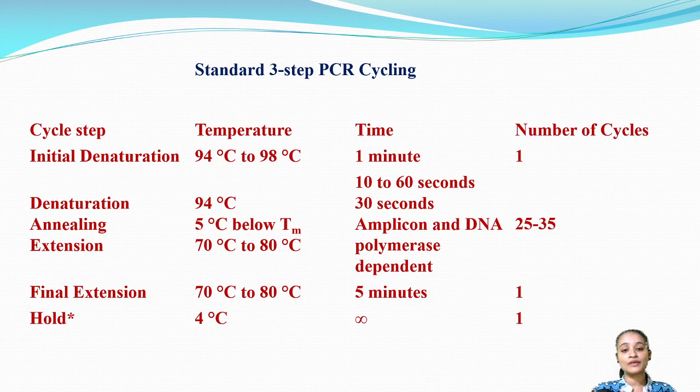So almost for PCR cycling we need to perform 25 to 35 cycles. You can even perform more than 35 cycles, but it will give you non-specific or secondary products which you don't require, because you require your product, the concerned product.